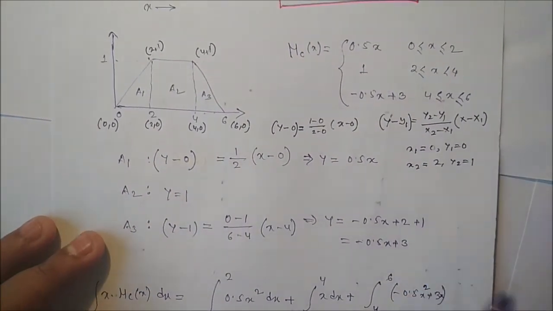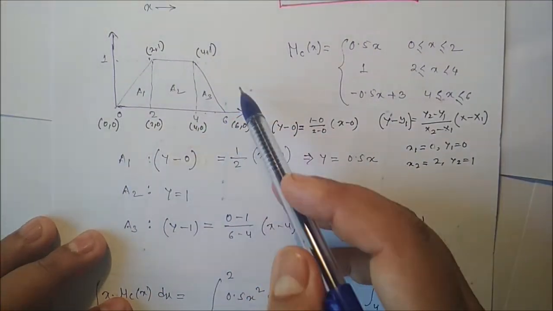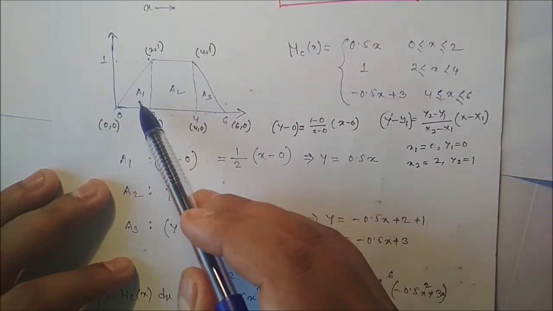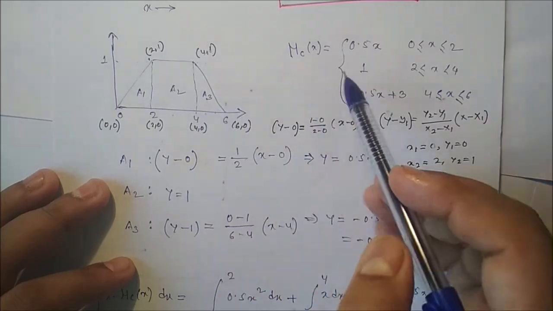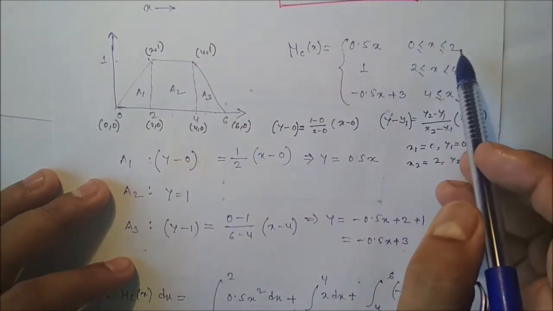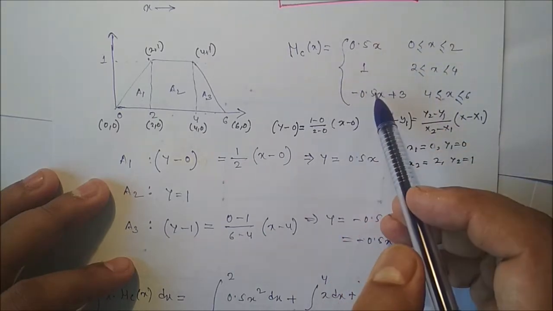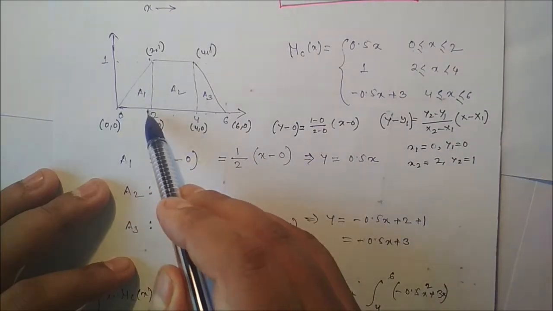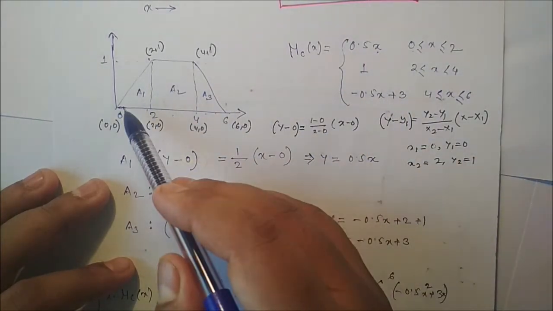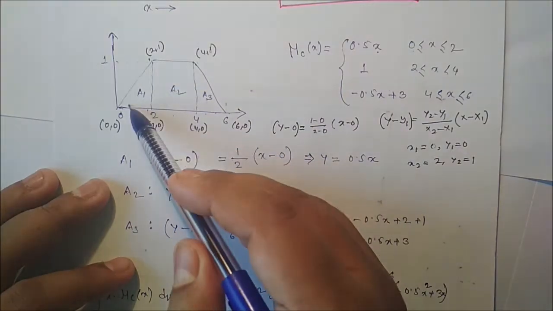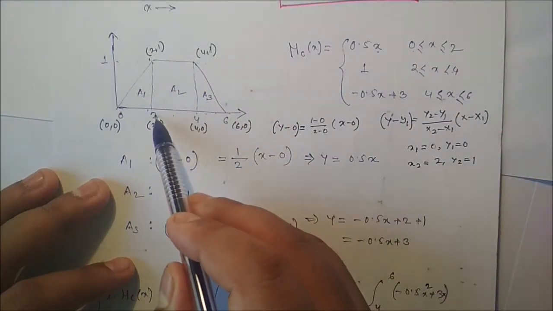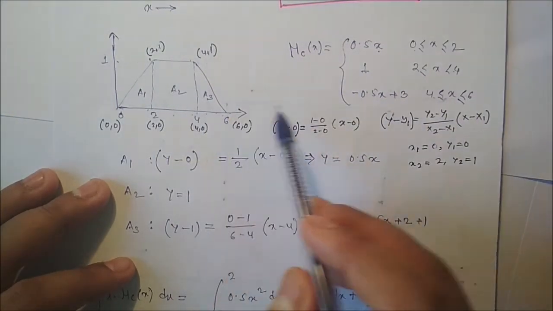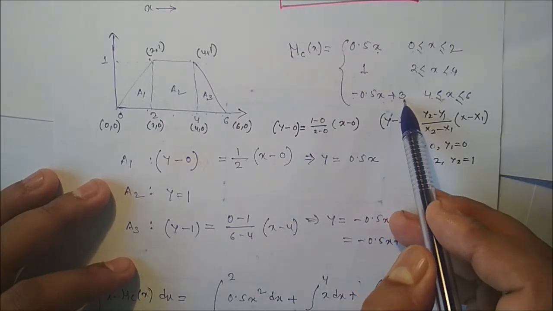In that case, this is the fuzzy output, and we need to know the associated crisp value. We have divided it into three parts: a1, a2, and a3. The membership value characteristics may be given, or we have to identify them. In between 0 to 2, it is 0.5x. In between 2 to 4, the membership value is 1. And in between 4 to 6, the membership value is minus 0.5x plus 3.